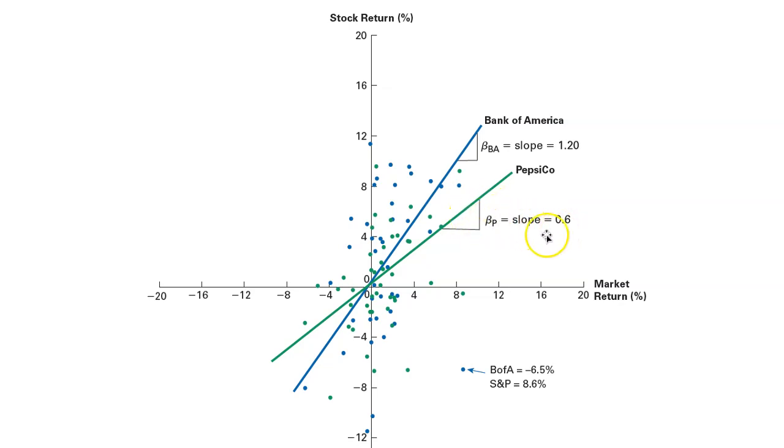So the beta of Pepsi is 0.6. The beta of Bank of America is 1.2. So Bank of America is twice as responsive to the market fluctuations as PepsiCo is.